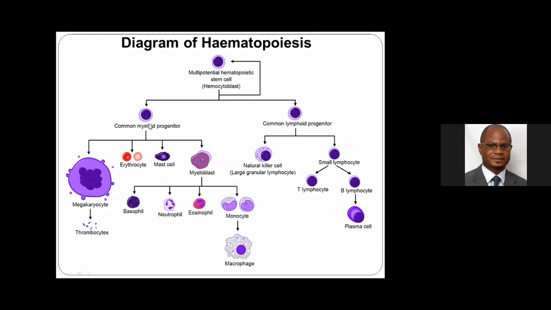Then when you come to the myeloid, again, it's common because all these functional cells come from it. So you get the megakaryocyte. Here we see it, the megakaryocyte, giving rise to thrombocyte. You have erythrocyte, mast cell, which is a differentiated basophil, and the myeloblast. And the myeloblast will give you basophil, neutrophil, eosinophil, monocyte, and monocyte will give you a macrophage.